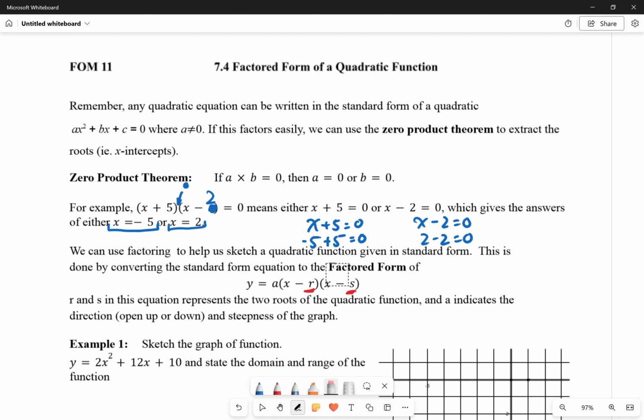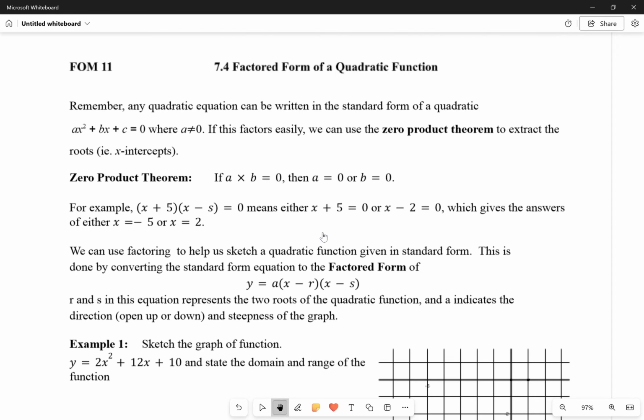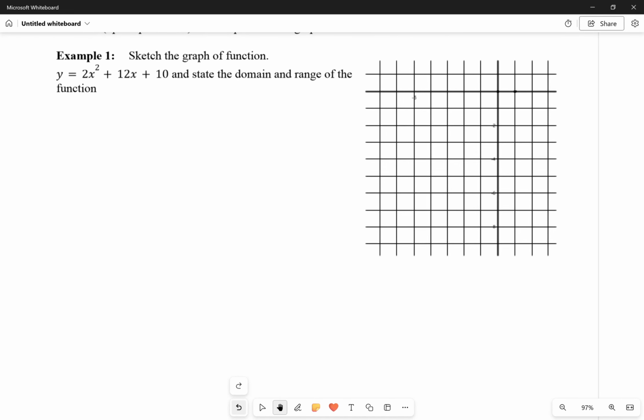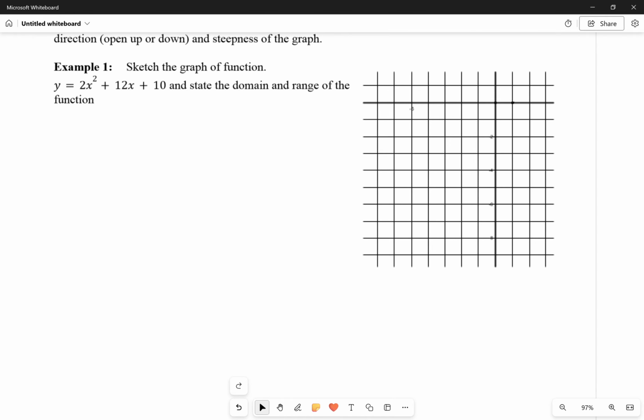Okay, so let's have a look at what this actually means in terms of graphing and then using it to find the x-intercepts. So let's look at example 1. Sketch the graph of this function here. So we have y is equal to 2x squared plus 12x plus 10. State the domain and range of the function. Okay.